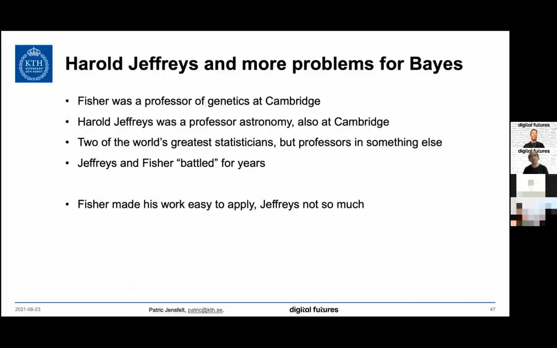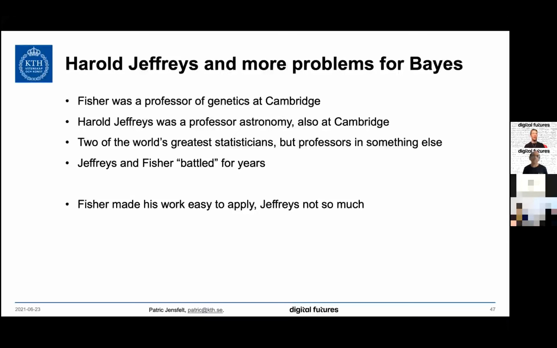Then at the time, or shortly after that, we had 2 professors at Cambridge, 2 of the greatest statisticians, maybe of all time. They were professors at Cambridge at the same time, but none of them were actually professors of statistics or mathematics. Fisher was a professor in genetics, and Jeffrey was a professor in astronomy. And they battled for years, Jeffrey being a Bayesian guy and Fisher for the frequentist approach.